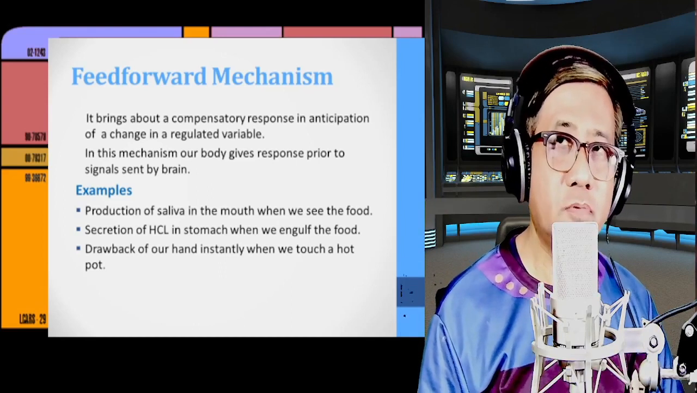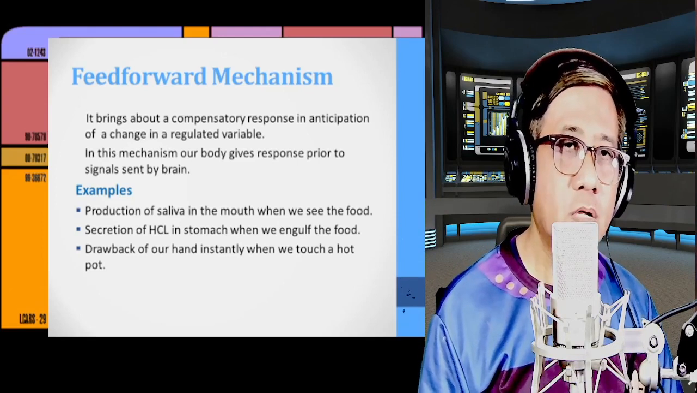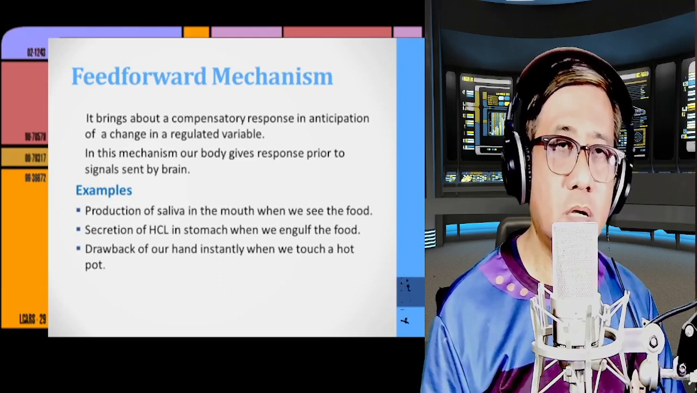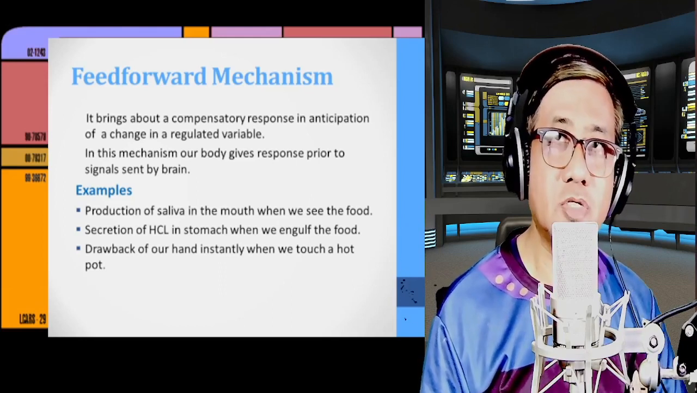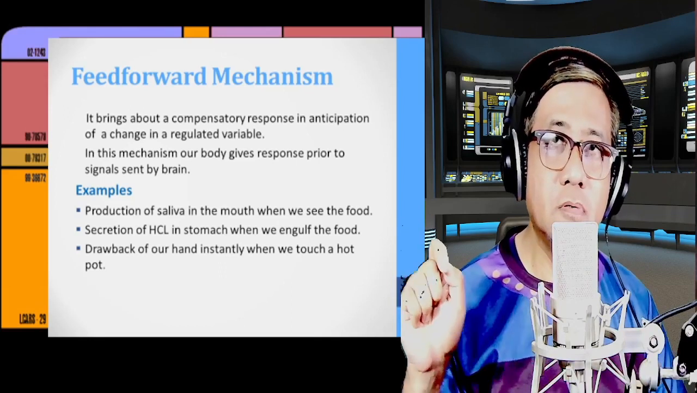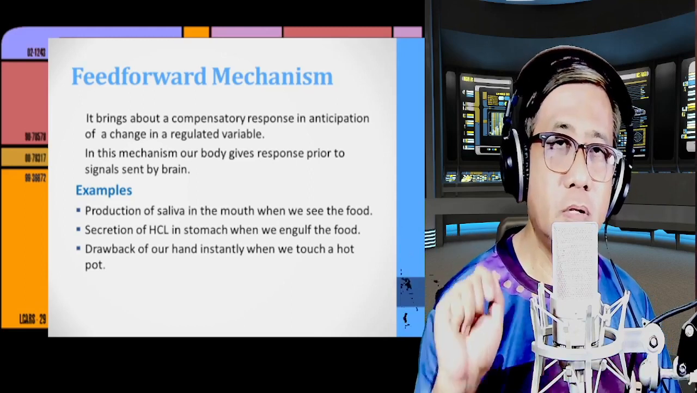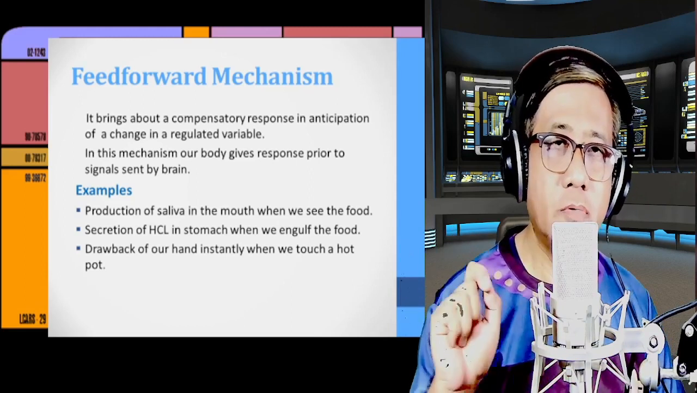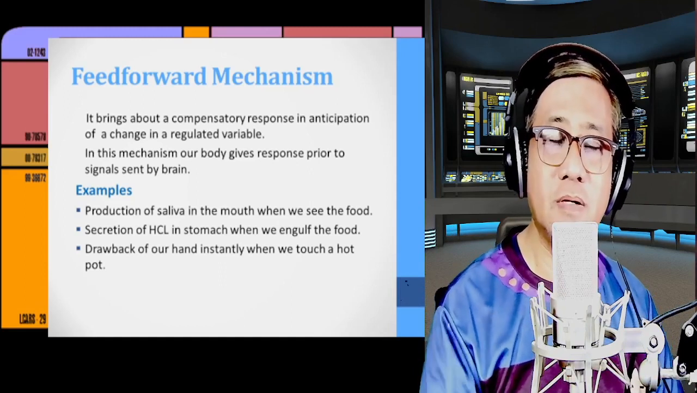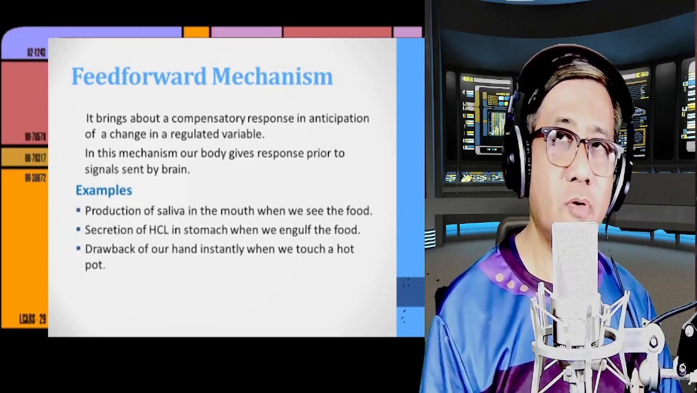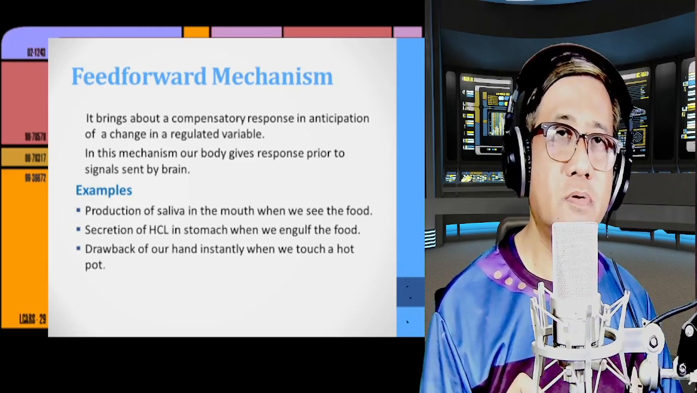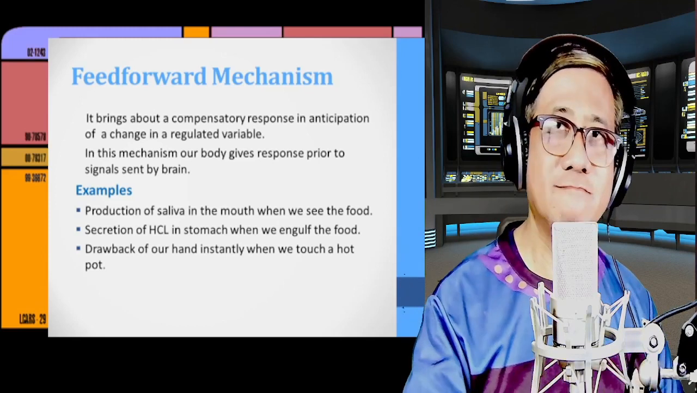Alright, another example of feed-forward mechanism would be drawback of our hand instantly when we touch a hot pot. So ito parang reflex action ito. So bigla pag may nahawakan kayong mainit na object, bigla ninyong i-re-retract yung kamay ninyo ng mabilis. Drawback of our hands instantly, para hindi ma-damage yung tissues, di ba? So bigla ninyong hahatakin yung kamay ninyo pag nahawakan ninyo yung isang mainit na object. So that's another example of feed-forward mechanism.